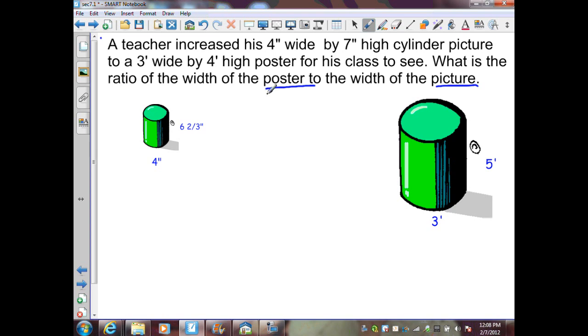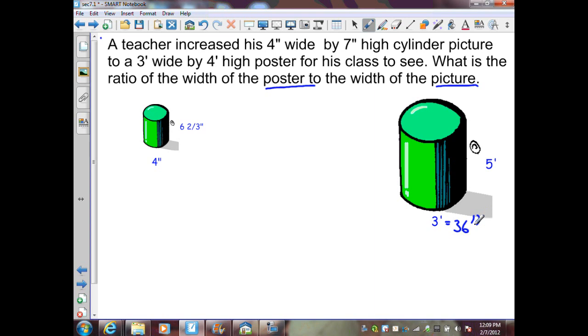Here, when I write my ratio, it has to be in the order that they're requesting. Here they want the poster compared to the picture. So when I write my ratio, and it can be written any of 3 ways as shown on the slide prior to this, the poster part must come ahead of the picture part. Also, my picture is done in inches, and my poster is done in feet. So I need to convert my feet to inches when I write my ratio. Here my poster must be first. I'm doing the width, so I have 3 feet. When I convert that, I know 3 feet is 36 inches.